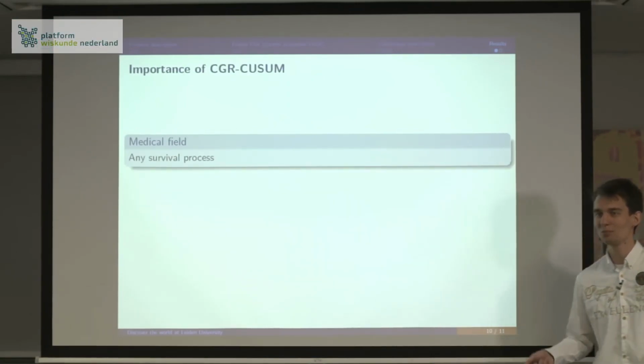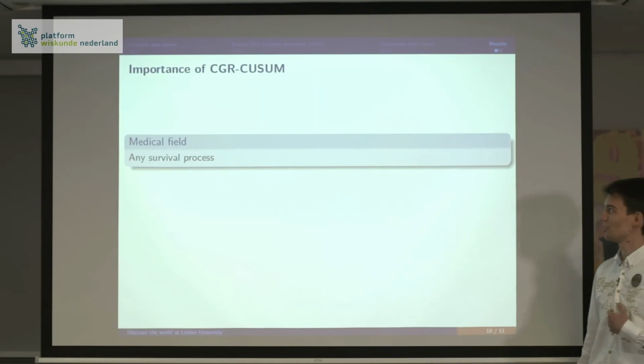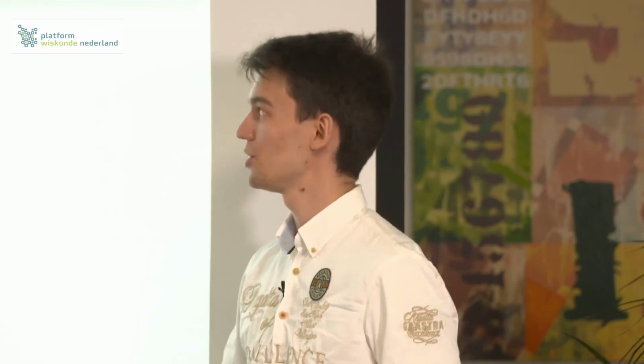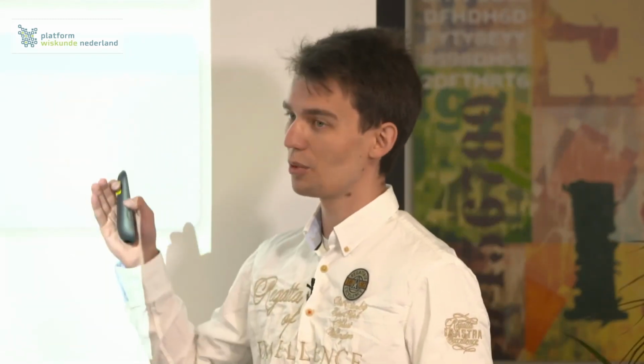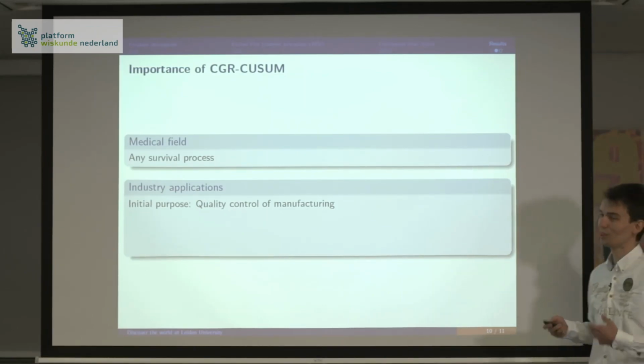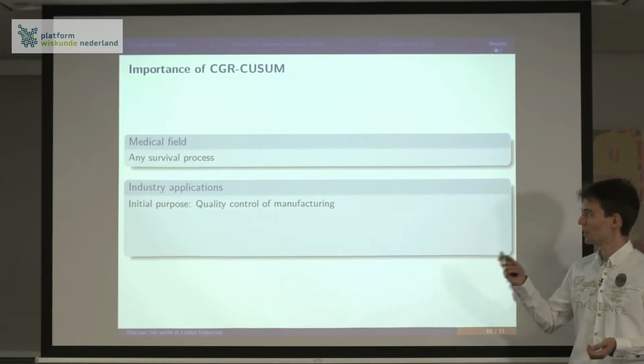But I've only talked about hip transplant surgery. This procedure can be used in any medical field where a survival process is present. So it's not limited to hip transplantation surgery. And besides this, the initial purpose of QSIM procedures was to control the quality of manufacturing processes. So it's not only limited to the medical field, but also to manufacturing processes.